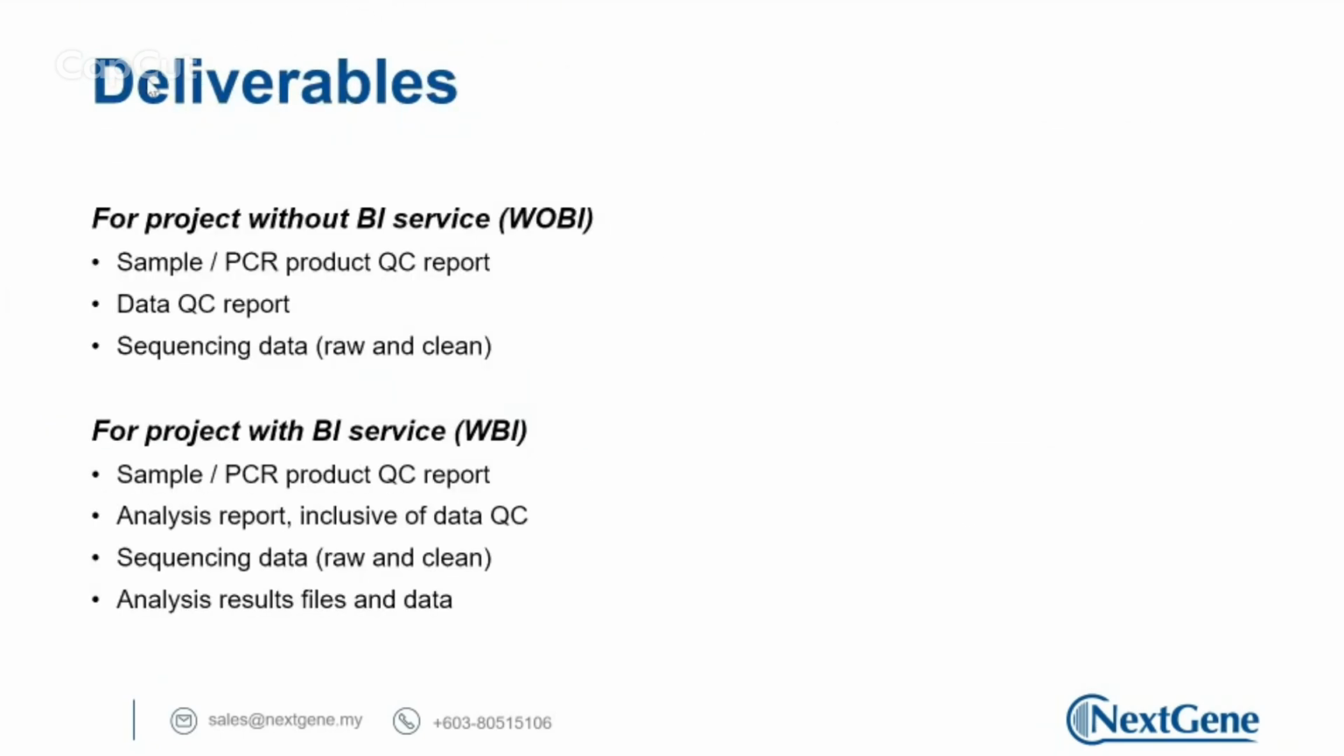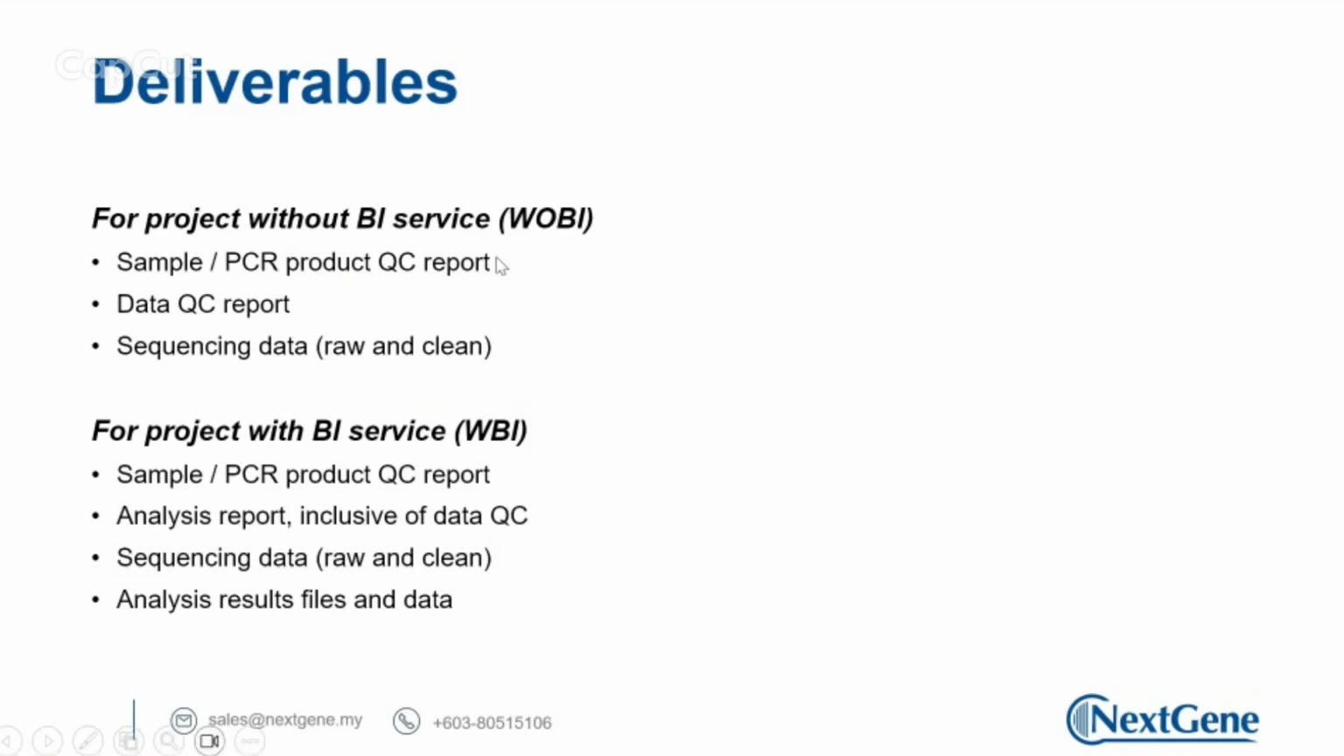So for the deliverables, what are the files that you'll be getting if you are going for metagenomics sequencing projects? For projects without the bioinformatics service, the BI service, during the communication you might see the project name with a particular tag, WOBI, meaning without BI. For projects without bioinformatics service, users will receive the samples or PCR product QC reports. This tells whether the samples are good enough to proceed for library preparation and sequencing.